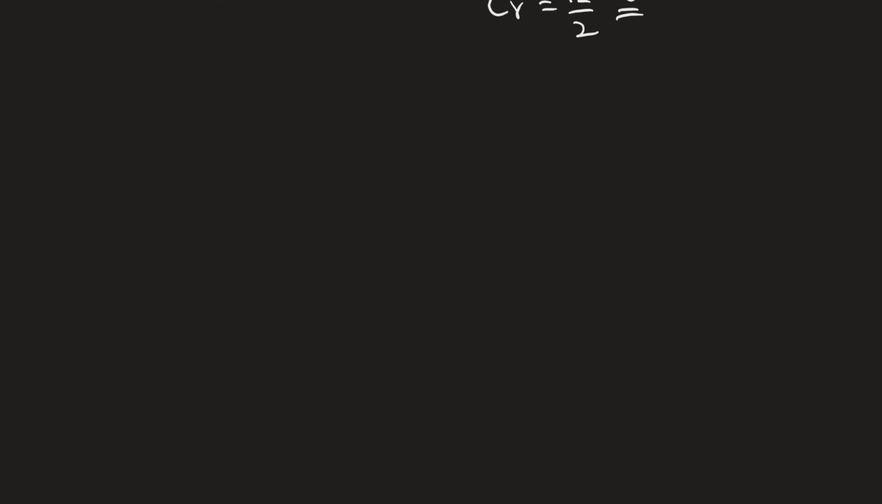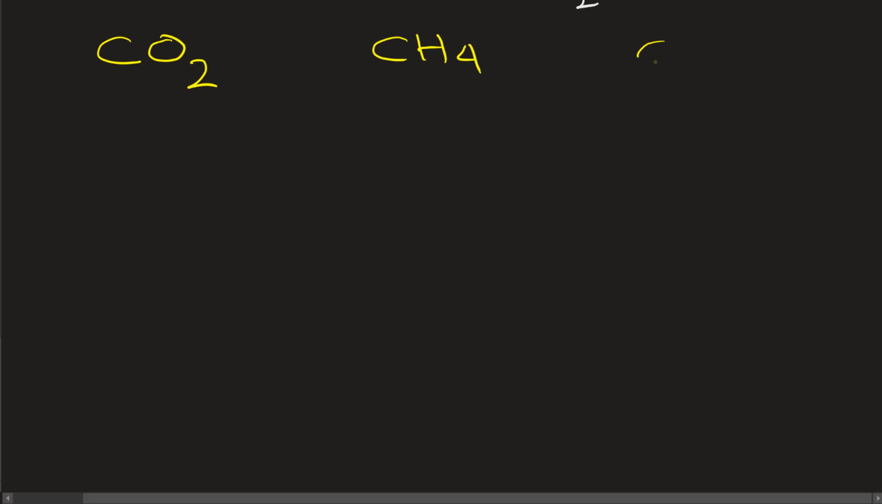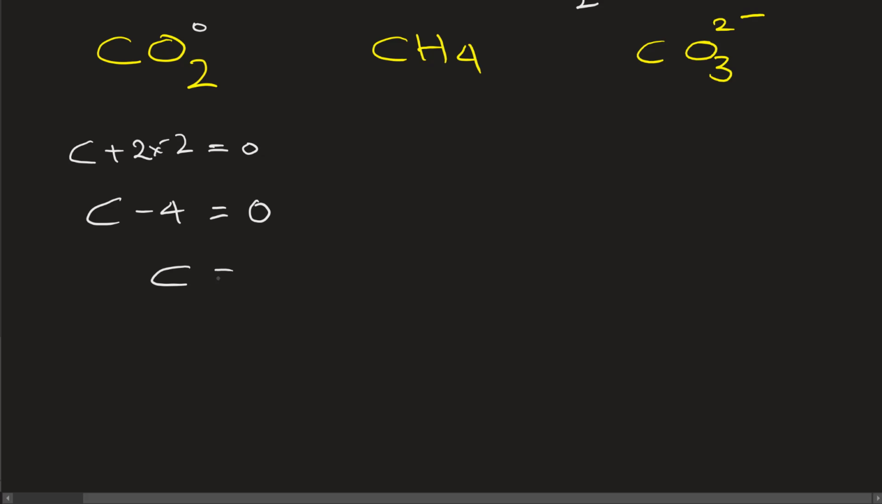So again, stop the video and try to do the math. So it should be simple math. So these are the organic compounds, CO2, CH4 and carbonate. CO2 has no charge, so C plus 2 times -2 for the oxygen, C - 4 = 0, means C is a +4.